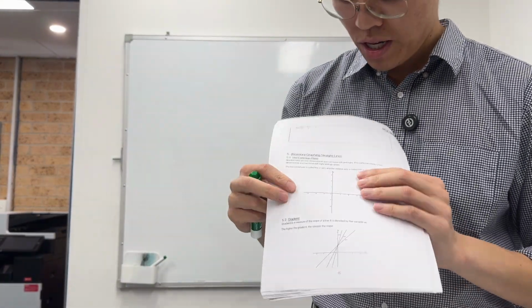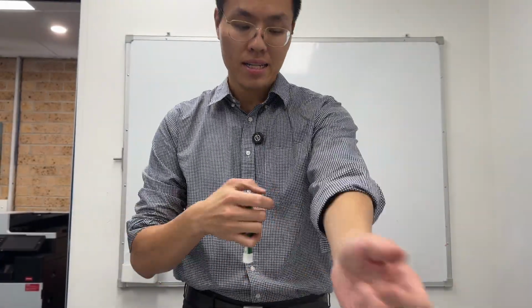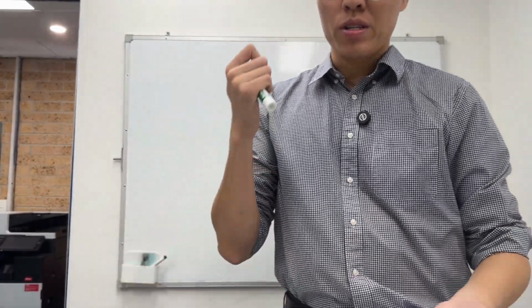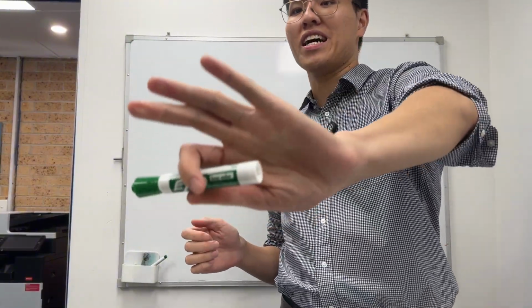So, what we're doing is section number 5 today. This is a revision of linear equations. So, how do you graph a straight line? That's what we're covering today. And I'm going to start from the very beginning. I'm not talking to Sky anymore. I'm talking to you.